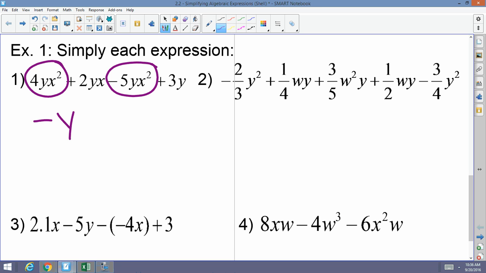Negative 1yx squared. Remember, there's an invisible 1. If you want to put that, you can, but just putting a negative there implies that there's a negative 1.